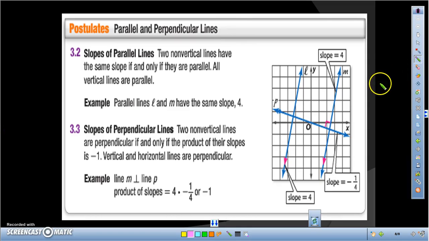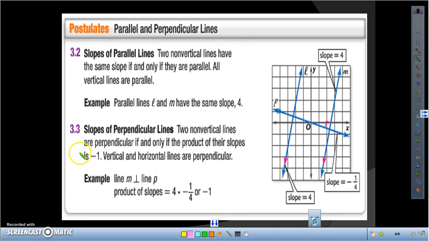Okay, postulate 3.2 says that two non-vertical lines have the same slope if and only if they are parallel. This also goes in the other direction. Two lines are parallel if and only if they have the same slope. Okay, same deal for perpendicular lines. I have an if and only if statement that will go in both directions. Two non-vertical lines are perpendicular if and only if the product of their slopes is -1. Going in the other direction, if the product of the slopes is -1, then the lines are perpendicular.